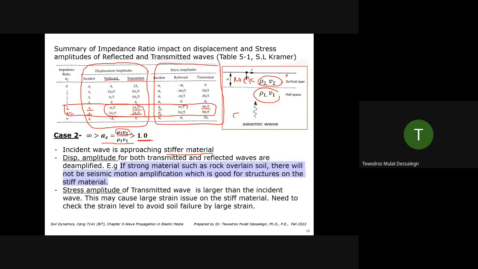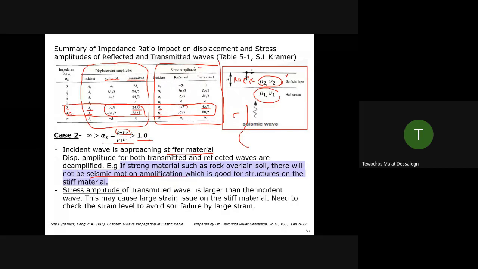If strong materials such as rock overlay soil, there will not be seismic motion amplification, which is good for structure on the stiff material. It's common sense. If you have a stiffer material at the top, and if you want to build some structure, that's good for seismic. You don't want softer material underneath. And this is a mathematical proof. If you have a stiffer material underneath the structure, the seismic motion coming from deep ground is getting de-amplified. De-amplification is for acceleration, velocity, and displacement.